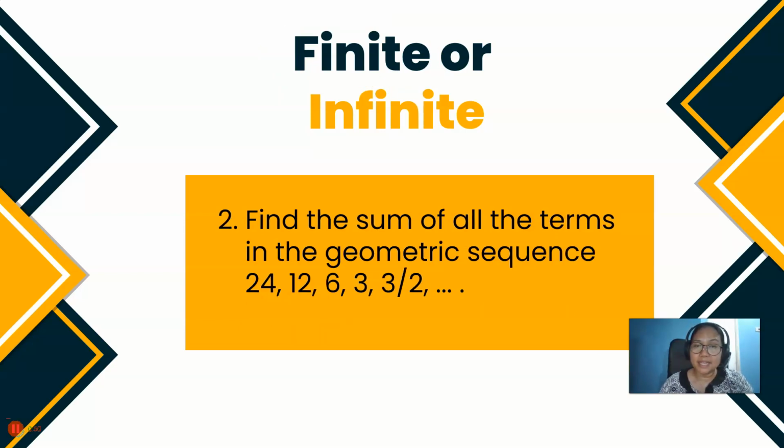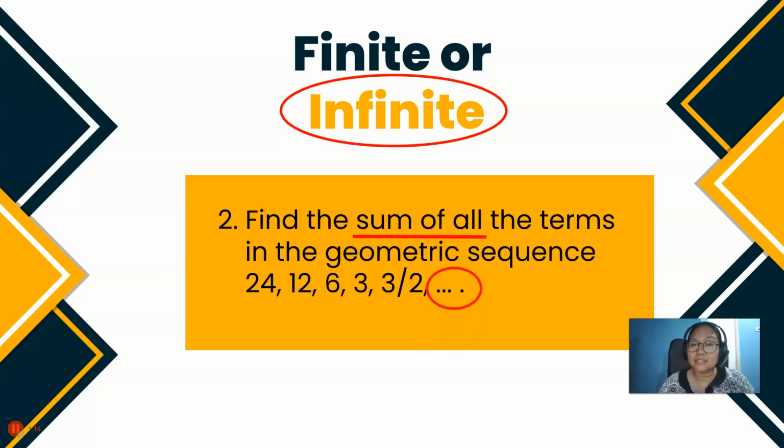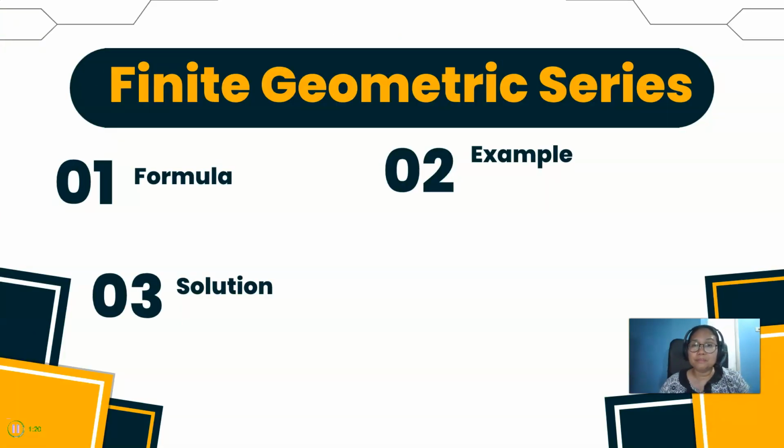How about here in the second example? Find the sum of all the terms in the geometric sequence 24, 12, 6, 3, 3 halves, and so on. Is this finite or infinite? Yes, it is infinite. This is because of the term sum of all and the 3 dots that indicate this goes on and on without bound. Now let us solve.